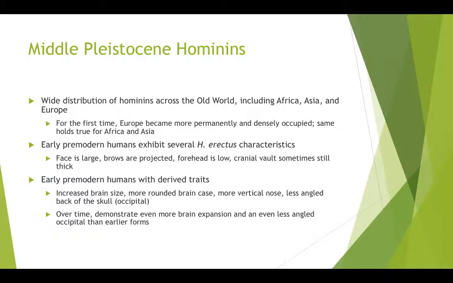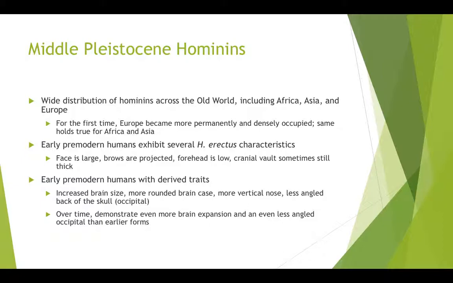Early premodern humans exhibit several characteristics that are considered primitive or archaic that are more like those of Homo erectus. They do, for example, have really large faces. They have a projecting brow ridge, though the shape of that brow ridge changes over evolutionary time. They have a low forehead. Their cranial vault is present, but the bones that comprise it are still fairly thick.